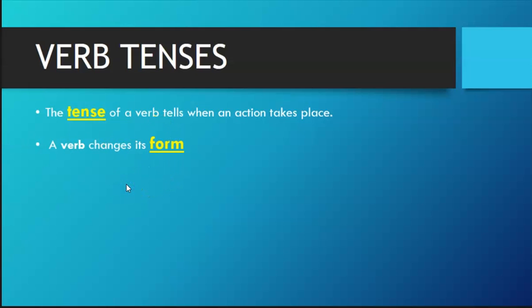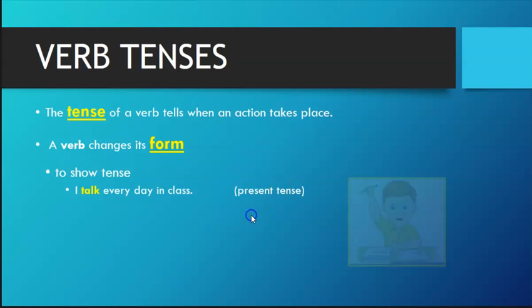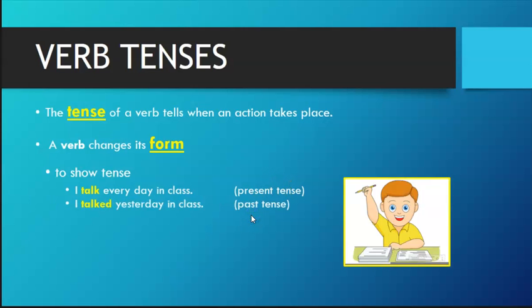There are two reasons why we would change the form of a verb. The first is for tense. By changing the form, it helps us to show when an action takes place. So for example, I talk every day in class. This is base form, it's present tense. I talked yesterday in class. This is past tense, it happened in the past, and we use the past form. I will talk tomorrow in class is future tense. We use the base form plus the helping verb will.